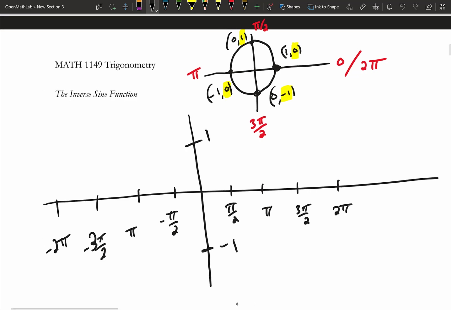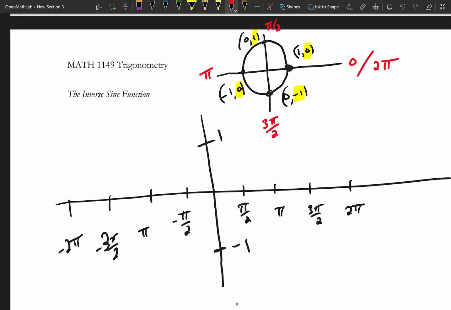Right, so we can just label these. At 0, my sine is at 0. At pi over 2, we're at 1. At pi, we're at 0. I'm just looking at this unit circle. At 3 pi over 2, the y value is -1, right? So we'd be there. And at 2 pi, we're back at 0.